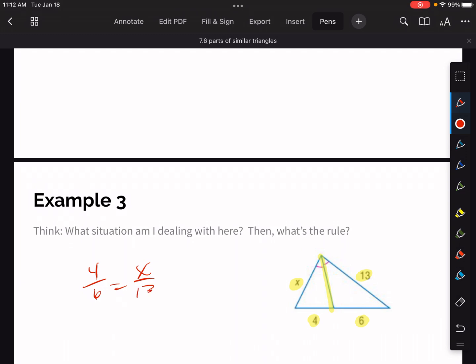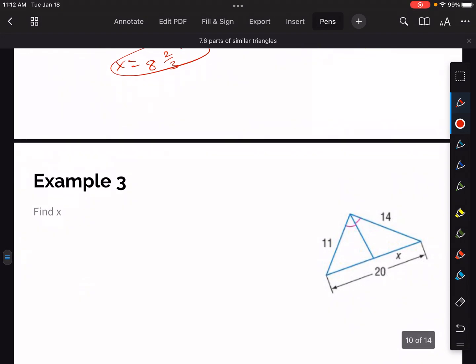When you cross multiply that, you get 6x equals, what does that come out to? 13 times 4 is 52. So then x would equal, it comes out to 8 2/3, and you're done. 3b, very similar, but notice we know the total length here. So if you wanted to know what this piece of it is, you'd have to do the total minus the other piece that you know. So this would become 20 minus x here, right?